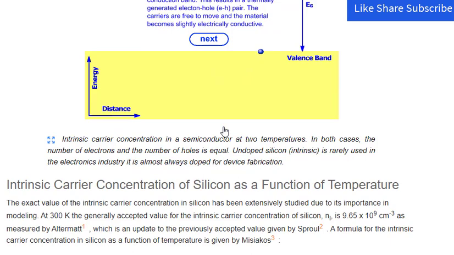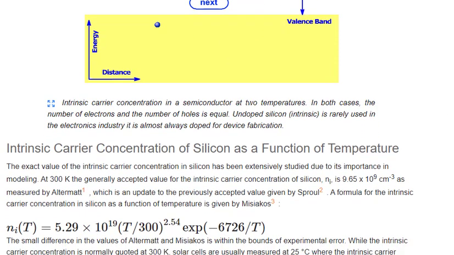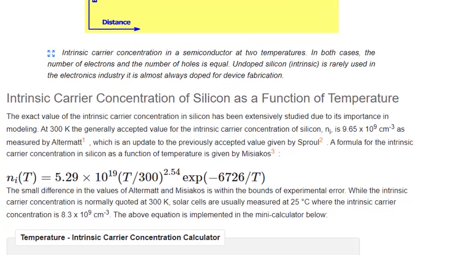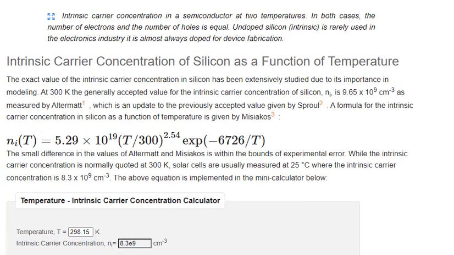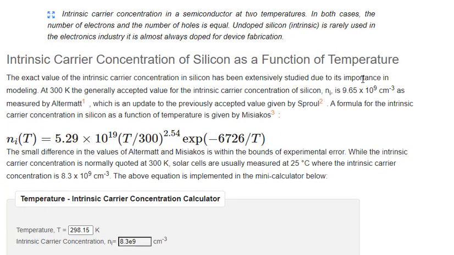The exact value of the intrinsic carrier concentration in silicon has been extensively studied due to its importance in modeling. At 300 K, the generally accepted value for the intrinsic carrier concentration of silicon, Ni, is 9.65 times 10 to the 9 cm^-3 as measured by Altermat, which is an update to the previously accepted value given by Sproul. A formula for the intrinsic carrier concentration in silicon as a function of temperature is given by Misiakos. The small difference in the values of Altermat and Misiakos is within the bounds of experimental error.